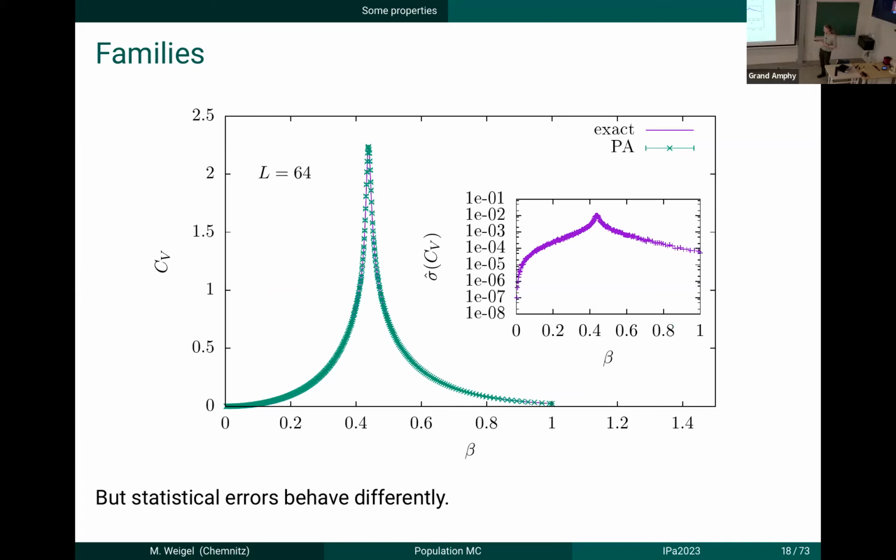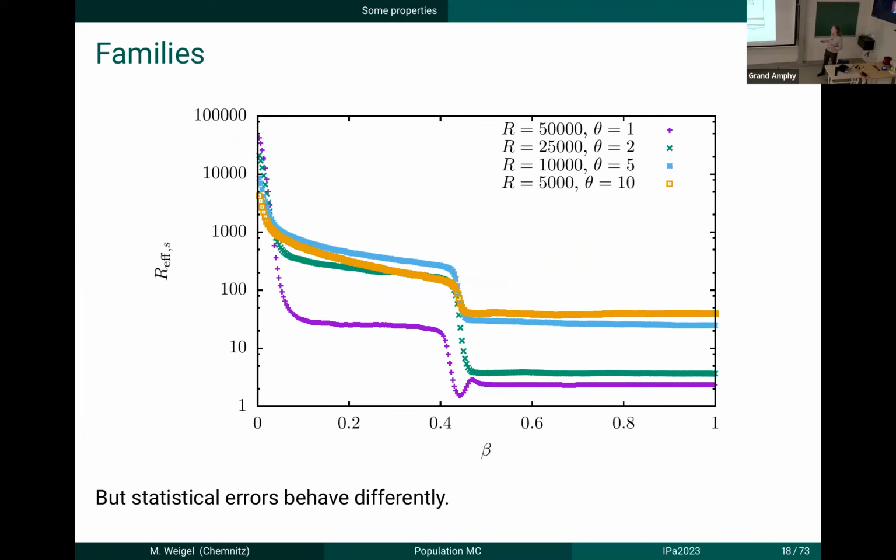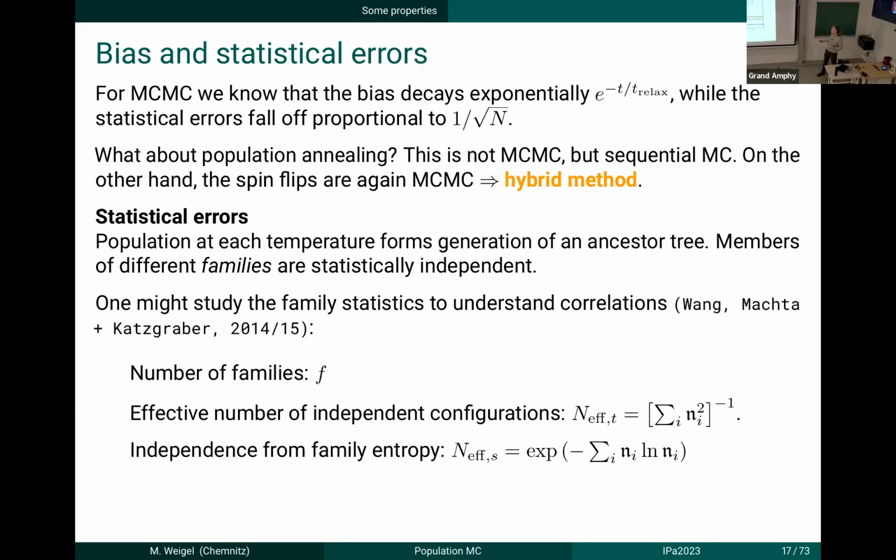Okay, well, statistical errors, they don't behave exactly the same. So we know that statistical errors in the energy are essentially proportional to the specific heat. And we see, yes, it does peak at the critical point, but it also goes down again after that. And that is not reflected in the family numbers as shown here.